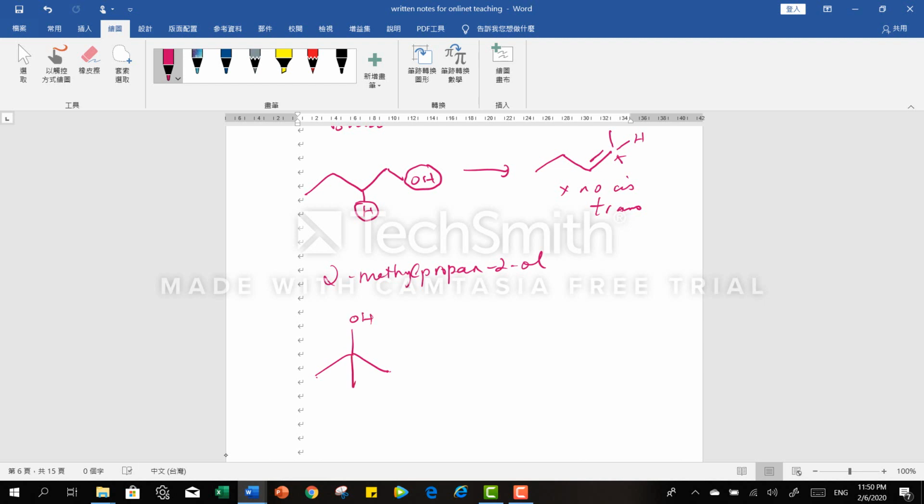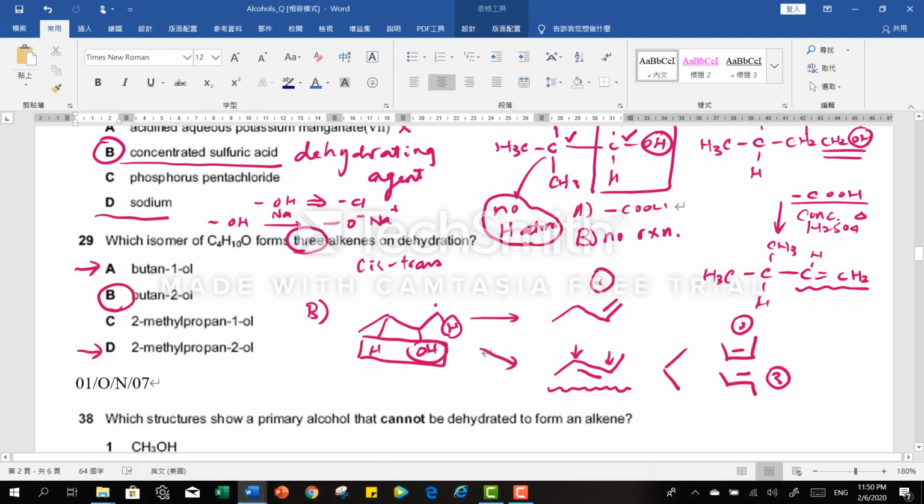So when you remove the water, you're going to remove from either here or here, but it's the same because it's symmetrical. Can you see that? So in the end, you will get something like that. This one is methylpropene. And methylpropene doesn't have cis-trans because this carbon is bonded with H and H, okay? They are of the same kind of atom, so of course it can't exhibit cis-trans, okay? So the answer is B.